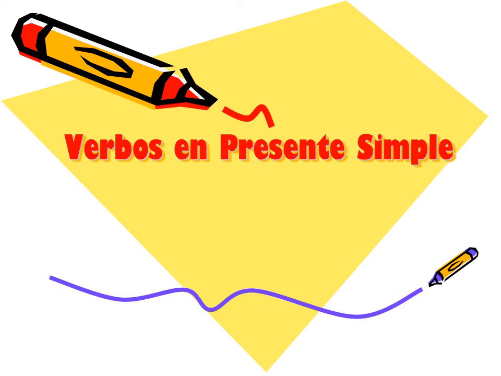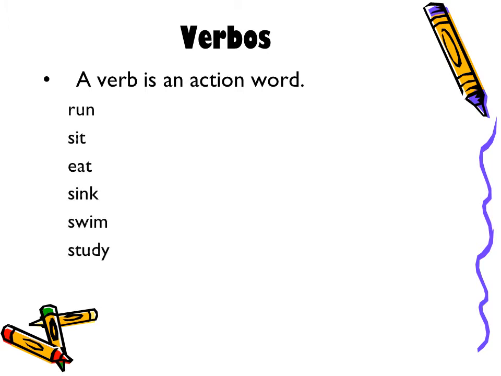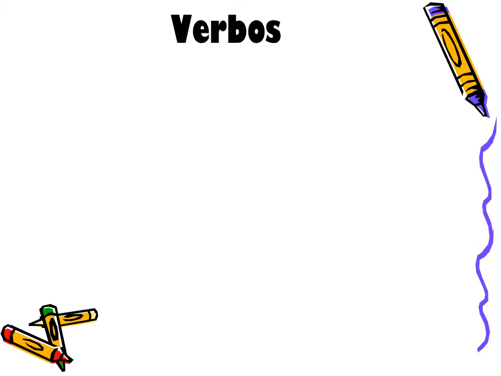Okay, so today we're going to talk about the verbs in the simple present and basically how to use these verbs in Spanish. Okay, so let's talk about verbs. We know that a verb is an action word. So any of the following would be verbs. We have run, sit, eat, sing, swim, study. All of this, the word is telling us an action and therefore they're verbs.